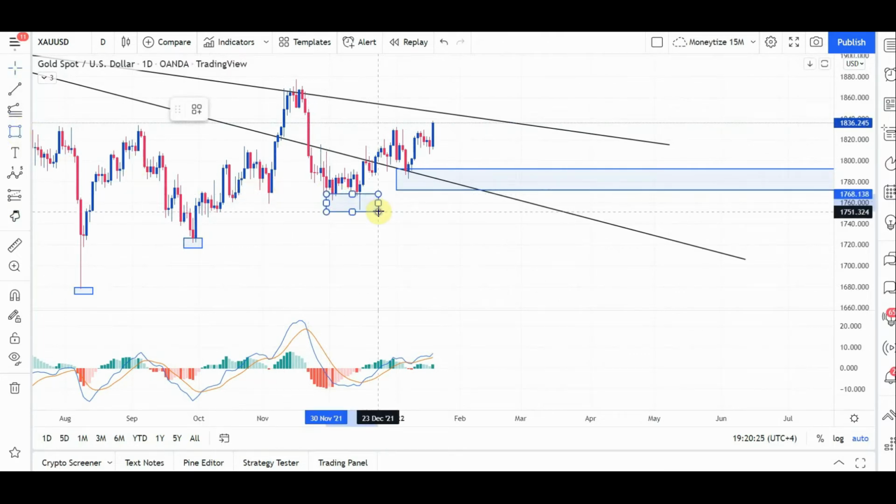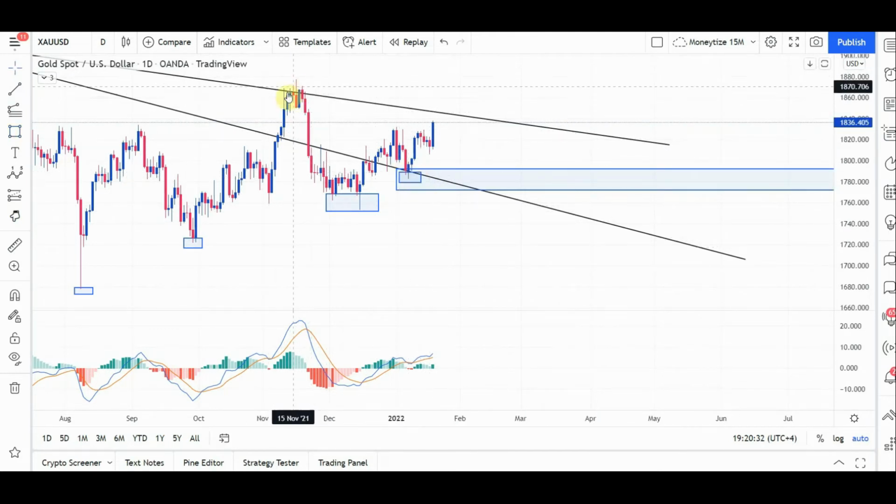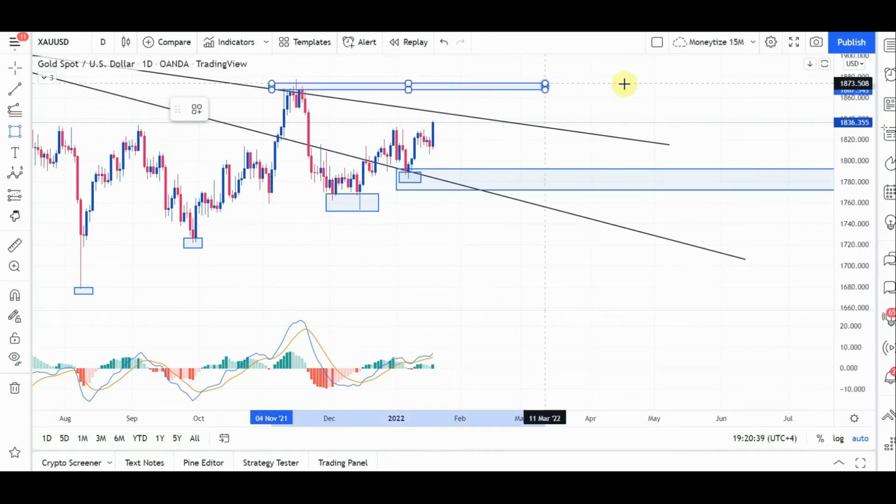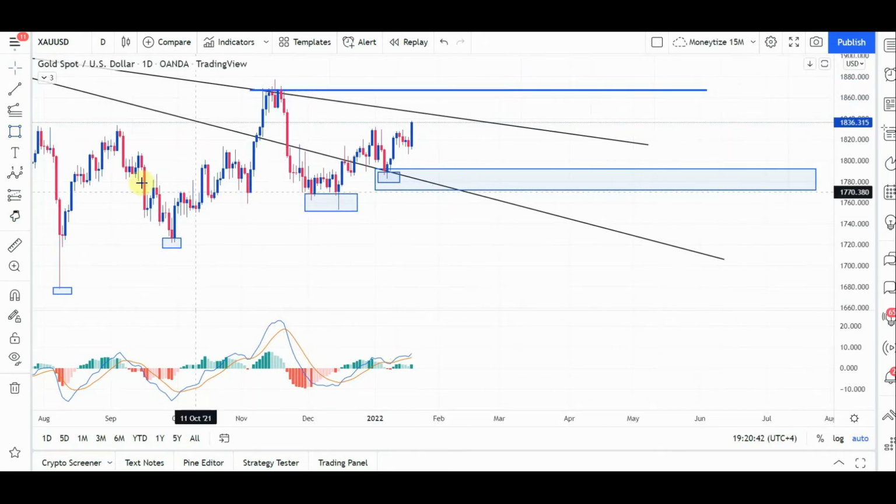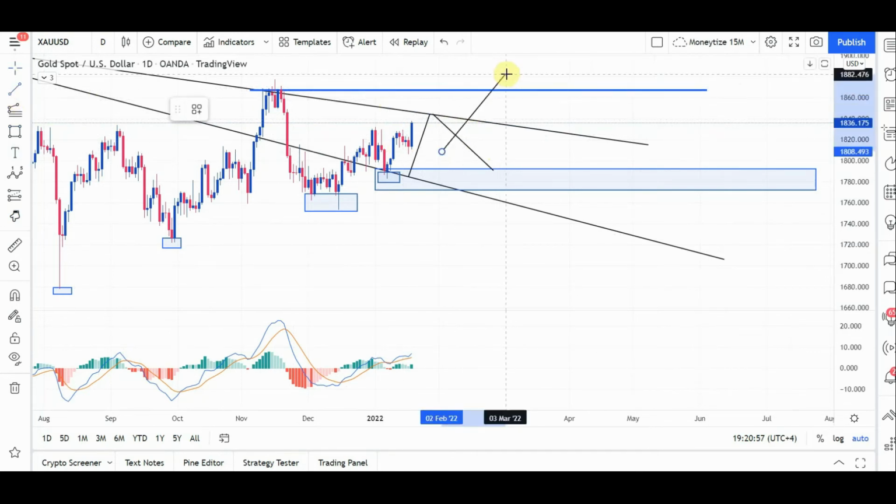So only one thing is required now to break above this area, and this area is the high, around 1865-66. So either it can touch this falling trend line and continue lower, or it may break above the falling trend line and reach this area of resistance, which is around 1865.